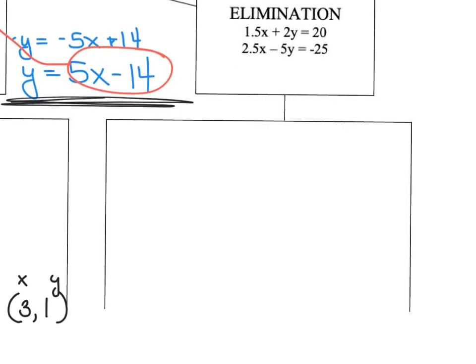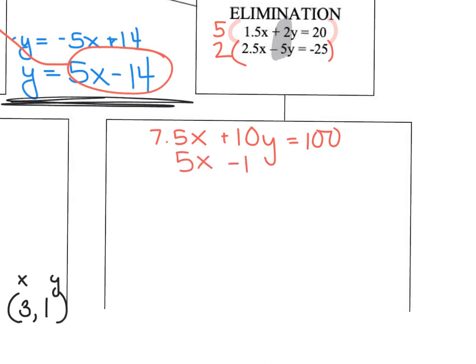Typically I use elimination if my two equations are in standard form. What I'm trying to do is create opposite x terms or opposite y terms, and I'm going to go for the y's right here. Okay, so 2 and -5. If I multiply this top equation by 5 and the bottom equation by 2, I'm going to create terms of 10y and -10y. So that produces, when I multiply the top one, 7.5x plus 10y equals 100, and the bottom one would be 5x minus 10y equals negative 50.